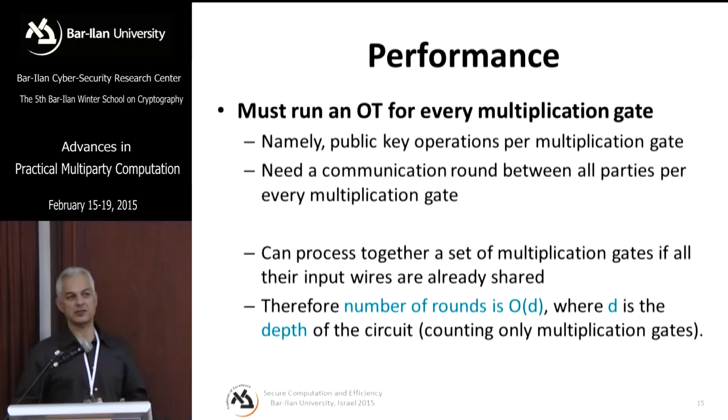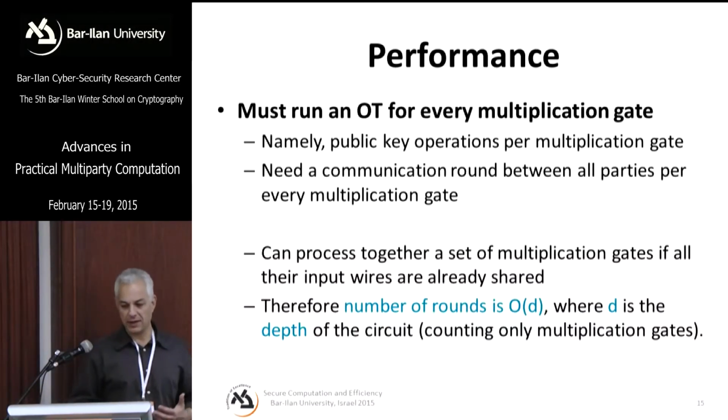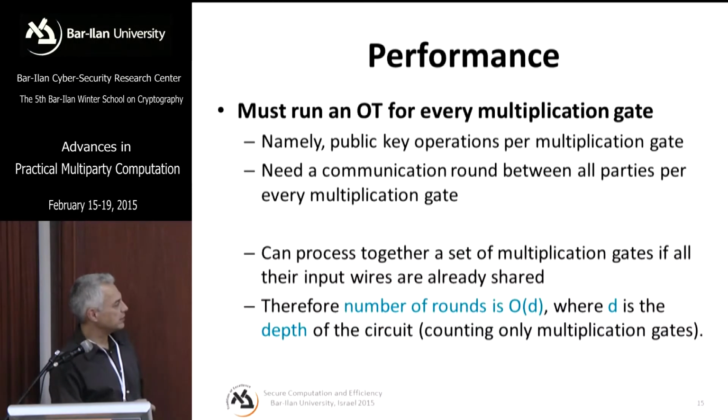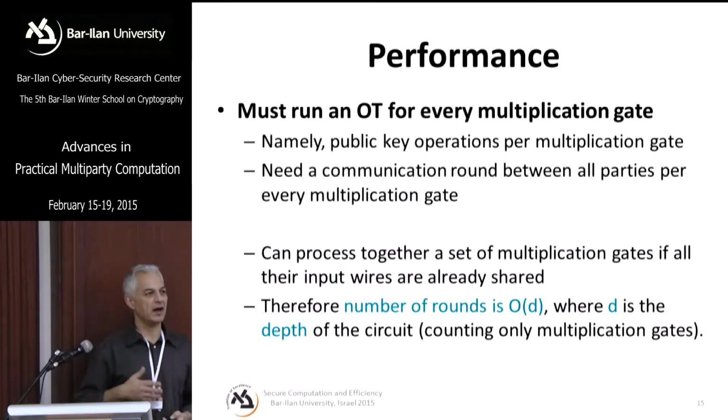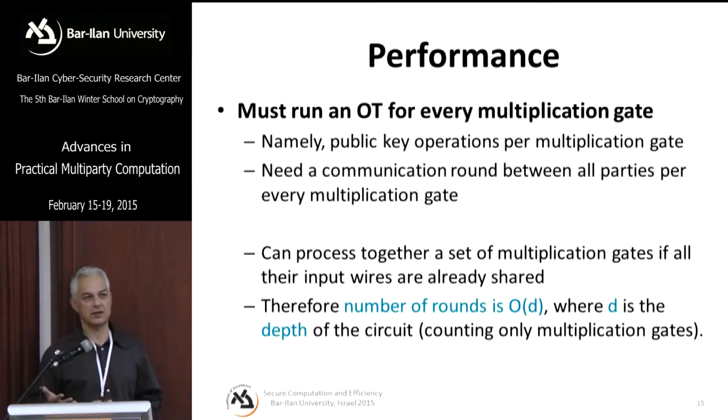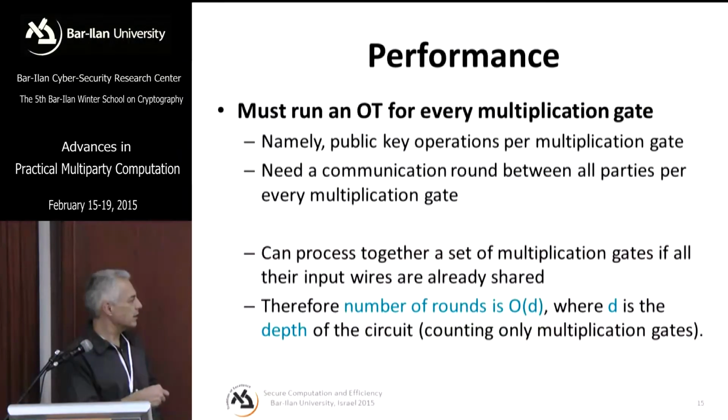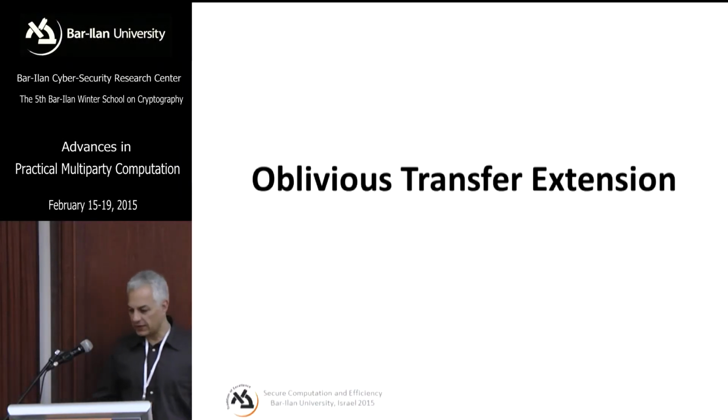So the number of communication rounds we have in this protocol is going to be linear in the depth of the circuit, which I denote by D here, where D is the depth of the circuit where we only count multiplication gates. Okay? So for addition gates, we don't need to do any interaction. But unfortunately, for every multiplication gate, we need to do an interaction, and the number of rounds is going to be linear in the depth of the circuit. And that's actually, I would say, the bottleneck of this protocol, the number of communication rounds. Now let's move to oblivious transfer extension.